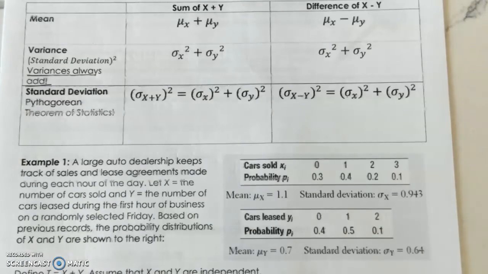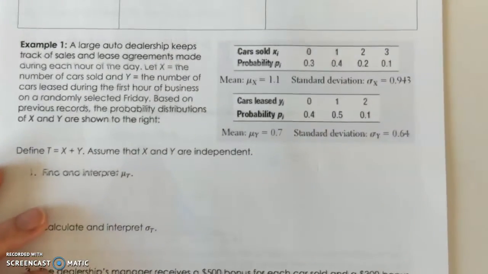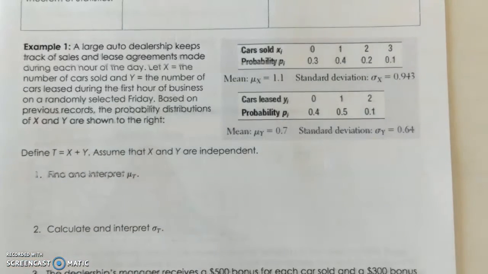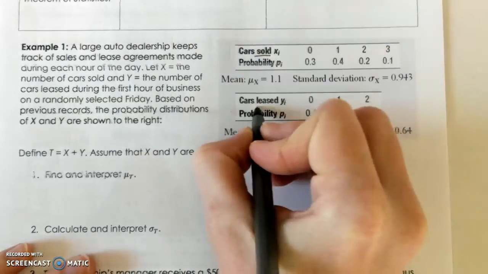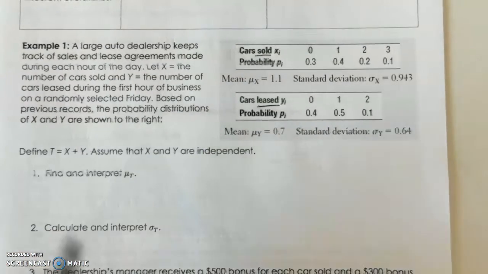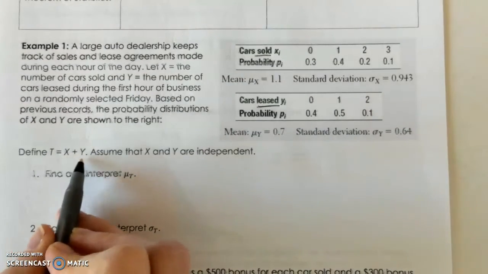All right, this may all look kind of confusing, but we'll do two examples to help you get it figured out. All right, so example 1. A large auto dealership keeps track of sales and lease agreements made during each hour of the day. Let x equal the number of cars sold and y equal the number of cars leased during the first hour on a randomly selected Friday. Based on previous records, here are x and y, right? So this is x and this is y. Cars sold versus cars leased. We want to define t as x plus y.